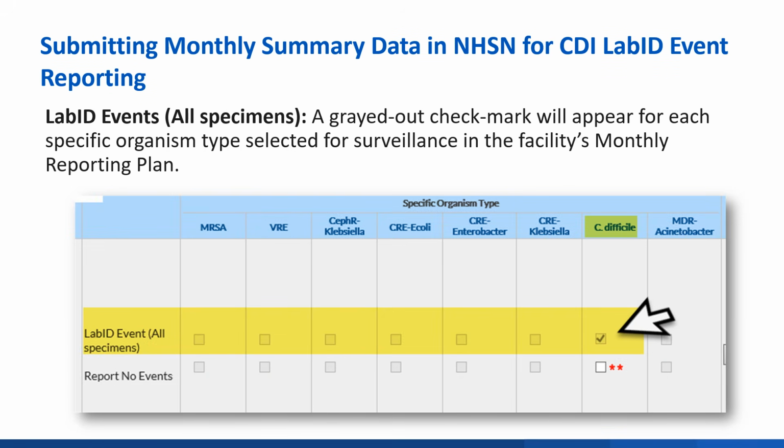You will notice a check mark in each box under the organism or organisms the facility has included in the monthly reporting plan and is monitoring for the month. This particular facility has elected to only include CDI LabID events in the monthly reporting plan for the month. Please note, selections are based on the facility monthly reporting plan for the calendar month. Surveillance for CDI LabID events are limited to loose stool specimens. Surveillance for MDRO LabID events must include all specimen sources.